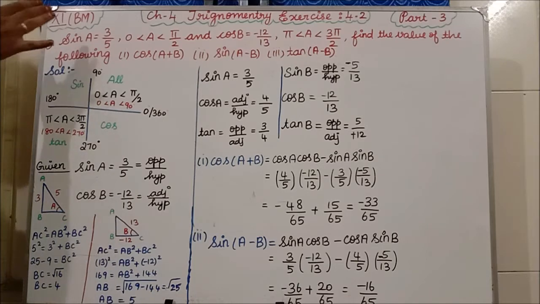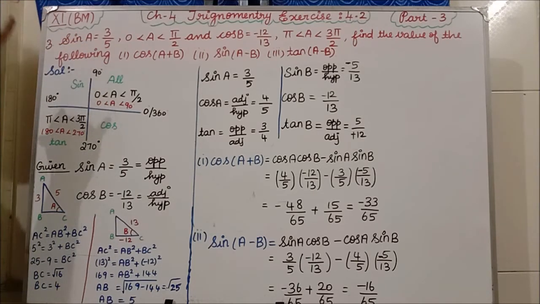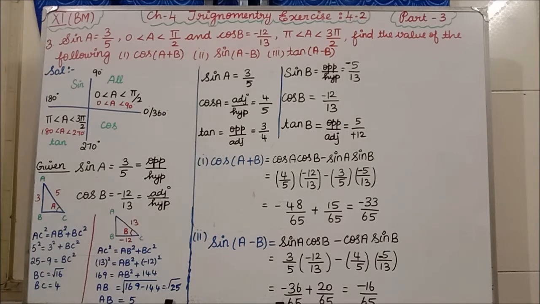So for angle A you need the sin A, cos A, and tan A values. First we will find what is sin A, what is cos A, what is tan A. Then we will find what is sin B, what is cos B, and what is tan B. Clear? How am I going to find them? Using the Pythagoras theorem only.